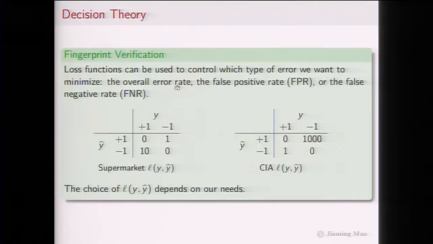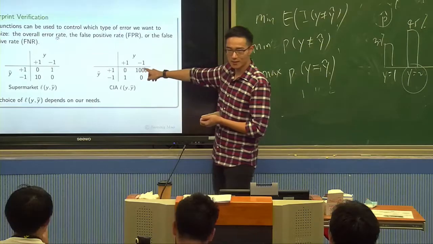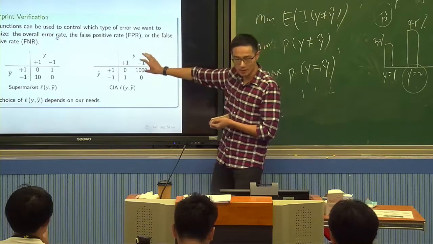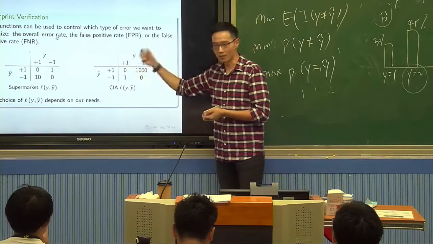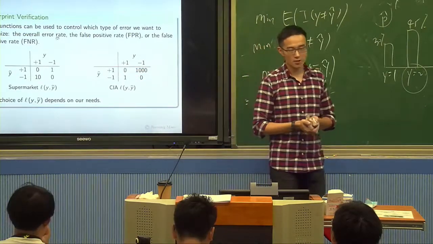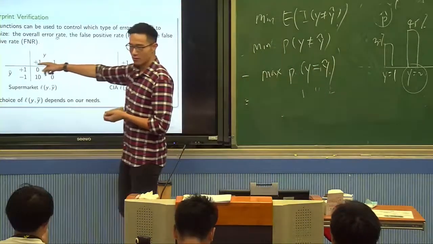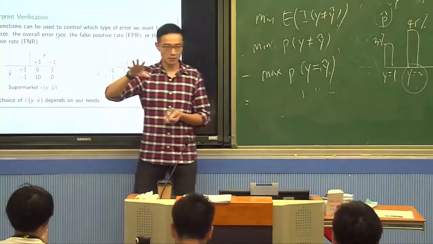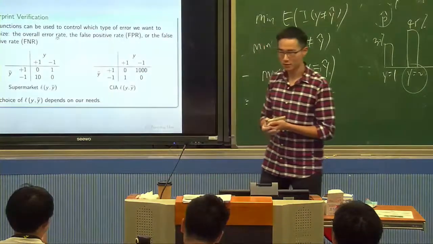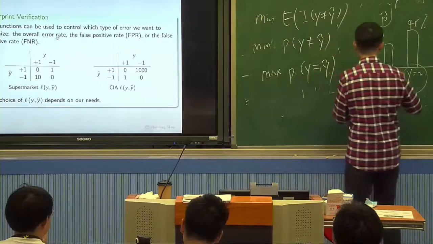So in that case, your loss function should be probably something like this. Okay, the false positive is 1,000. You really don't want this to happen, and you don't care about this that much. Now it turns out that if you have different loss function, your prediction, the y hat, will be very, very different.